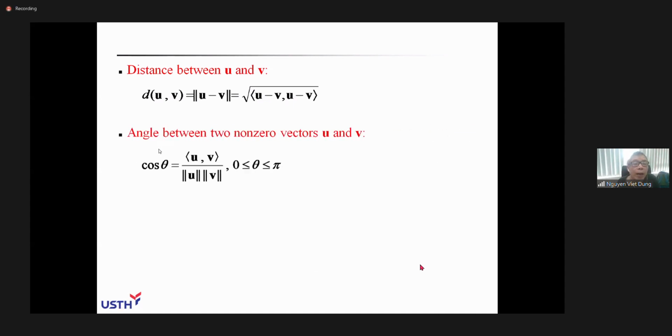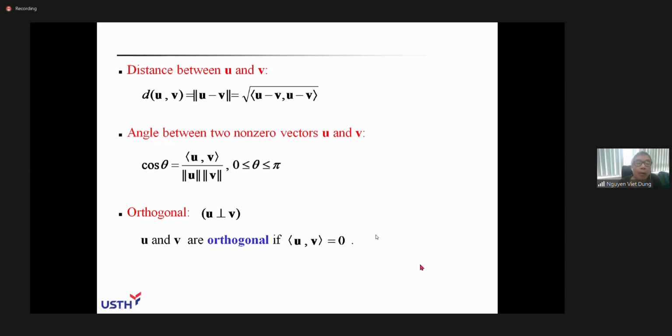And also we can define the angle between two non-zero vectors u and v. Please pay attention that the angle can be defined only for two non-zero vectors. That is theta, so that the cosine of theta equals the inner product divided by the product of the two norms here. And theta must be between 0 and pi. And we can also define the notion of orthogonal. U is considered to be orthogonal to V if and only if the inner product of U and V equals 0.